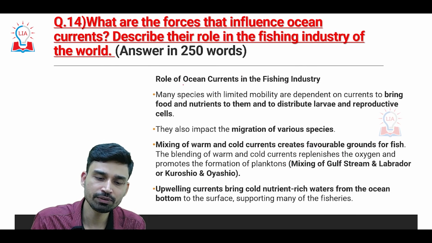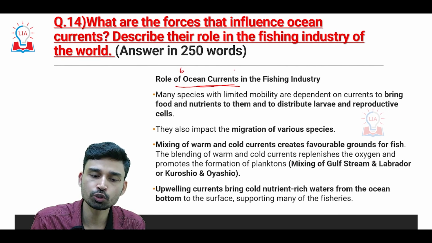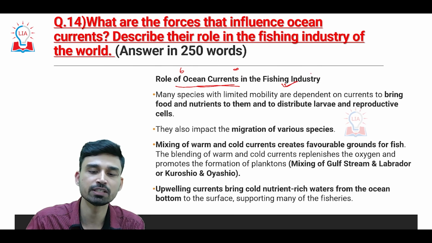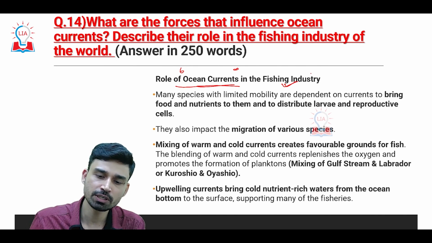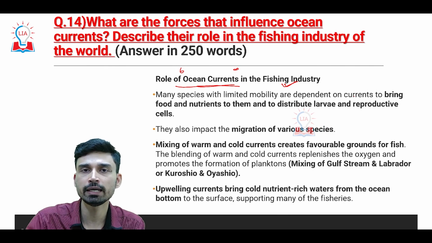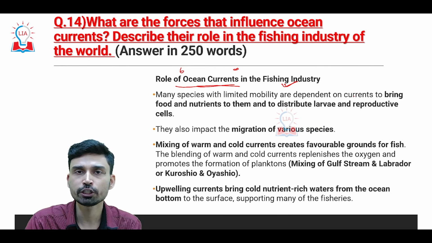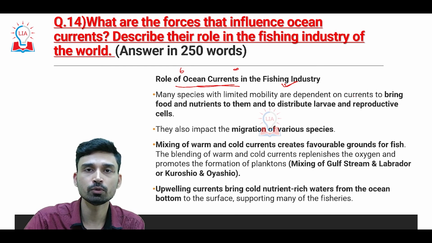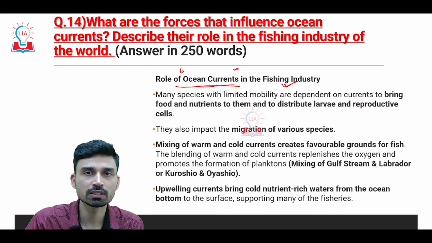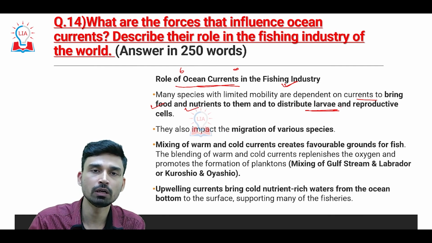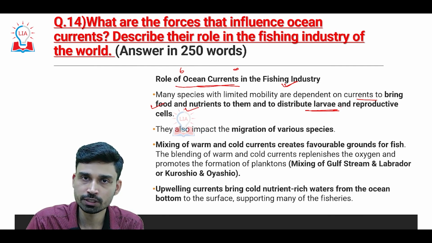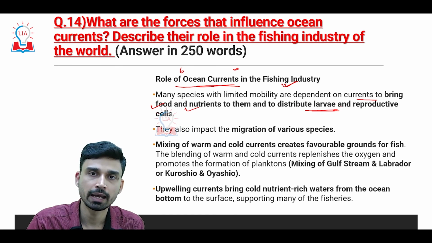Then the last point which we have discussed is how the ocean current influences the fishing industry of the world. So there are several ways in which ocean current influences it. The first important way is that the ocean current is basically nothing but a circulation of oceanic water from one area to the other area. So as the oceanic water circulates, it also brings along with itself several foods, nutrients, and also is able to distribute larvae and reproductive cells of the fishes, and that is how they influence the fishes and their population.